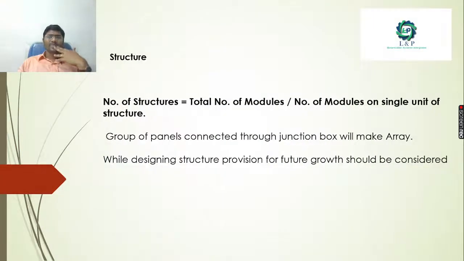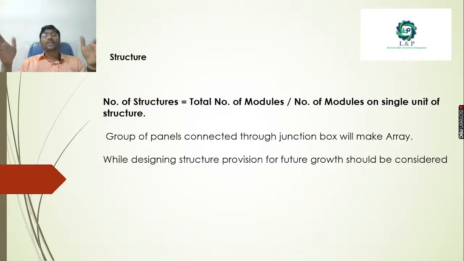Now if you're going for a structure, how can you calculate the total number of structures? It is very simple. If you know the number of modules, divide that by the number of modules on a single unit of structure. If a single structure can hold two panels, then the number per structure is two. For example, if the number of modules is 100 and a single structure can hold two modules, 100 divided by 2 is obviously 50. 50 will be the number of structures. So like this, you can calculate the structure sizing.